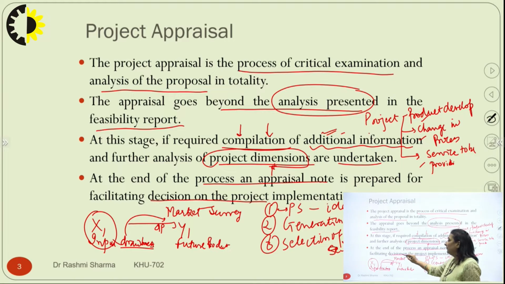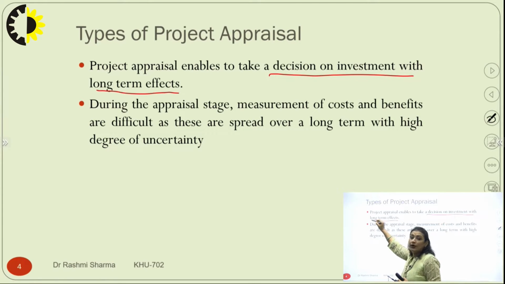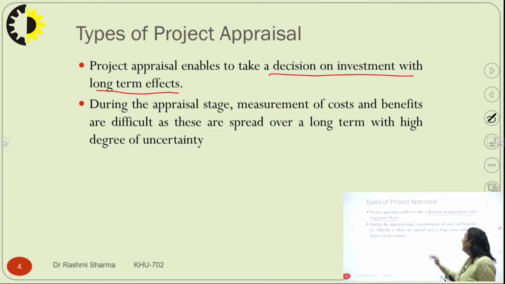So we have to make a decision which would facilitate how we can do the proper implementation of the task. The project appraisal enables us to take a decision on investment with long-term effects. We have to invest money, and if we are not investing, our investors are investing. These investors require a return on investment, that is ROI. So how can we give them the returns? Obviously, we have to look into each and every aspect. If we fail in looking at any aspect, then that particular parameter may act as a reason for the failure of our project conceptualization.